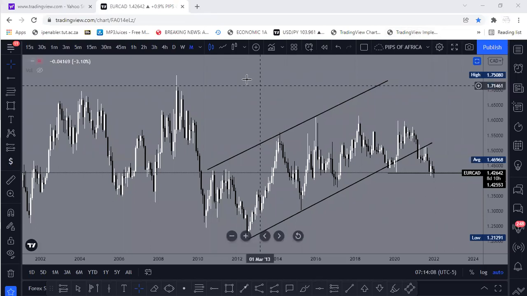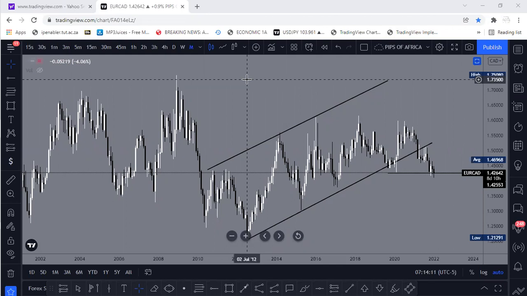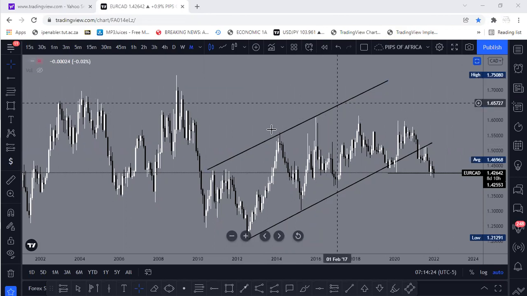In this video, I'm gonna be talking about the EURCAD. EURCAD has been pushing higher and higher according to the monthly time frame. Even though the structure is not that clear to me, it is clear that on the current trend I see a bullish market. As you can see, my trend lines here.